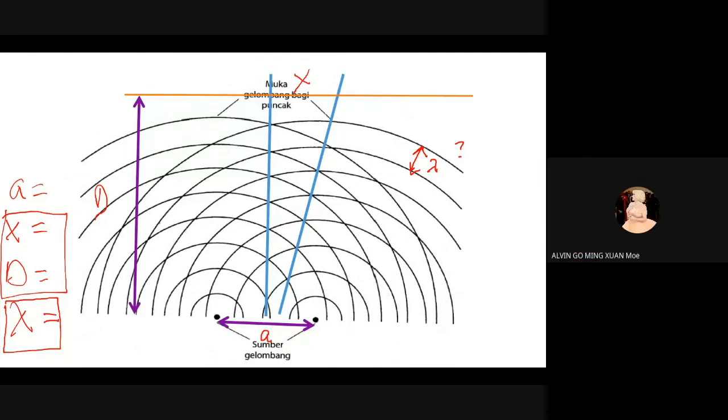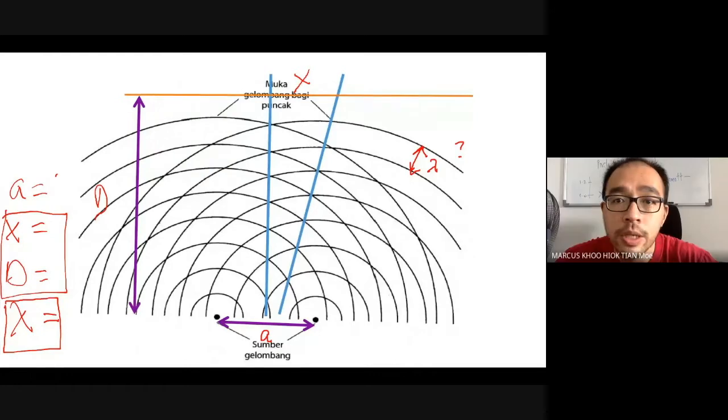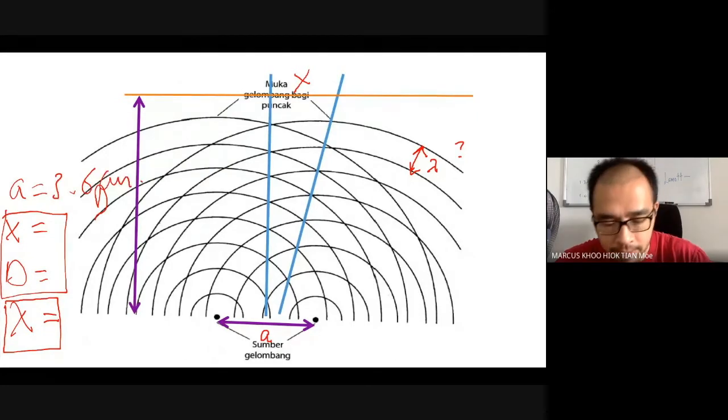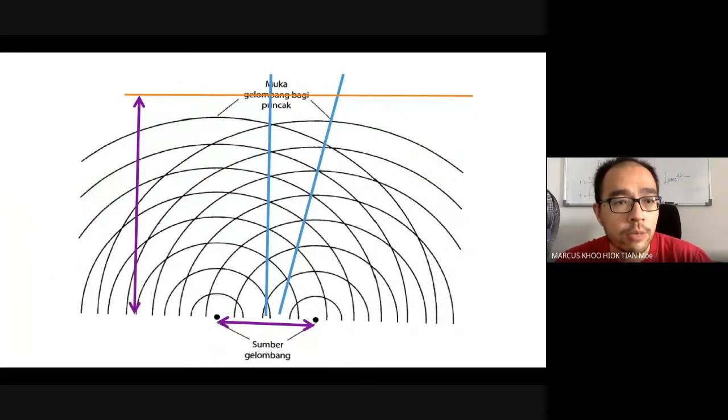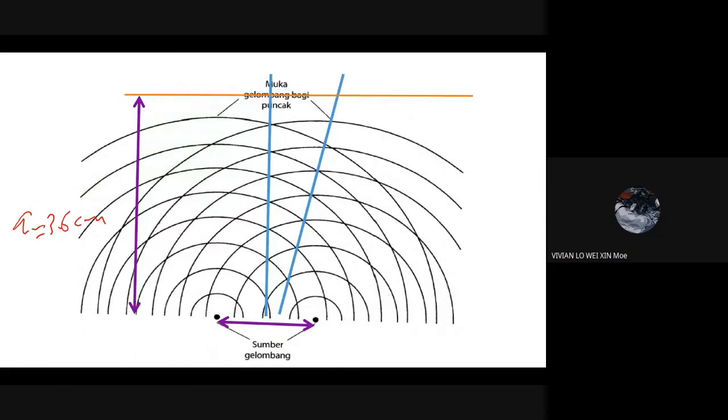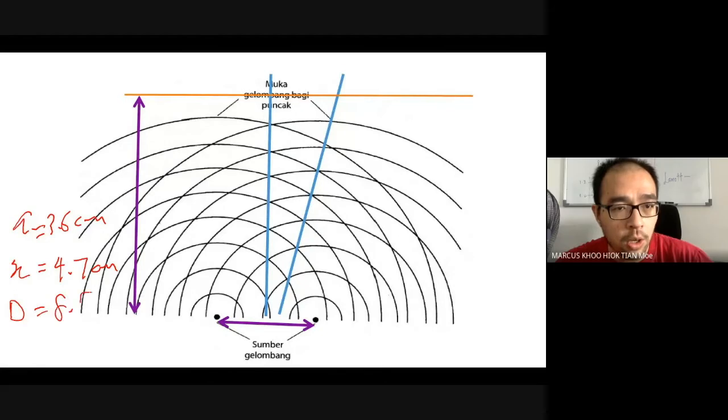A is 3.6. I'm going to assume cm, so A is 3.6 cm. X is 4.7. And D is 8.5. This is your D. Thanks Vivian. So everybody, the X and the D really depends on your drawing, because some people may have put the D a bit higher, some a bit lower, doesn't matter.